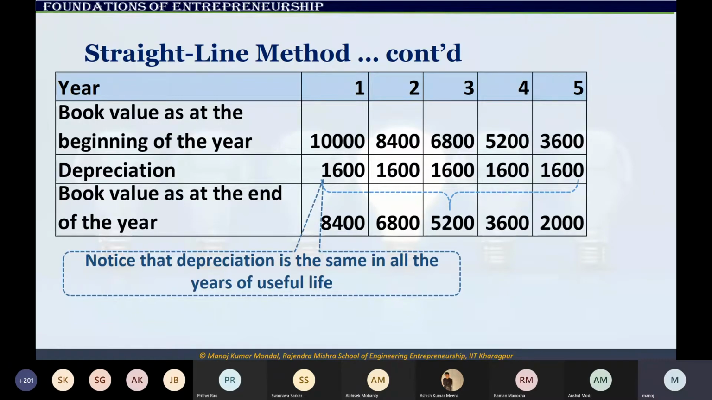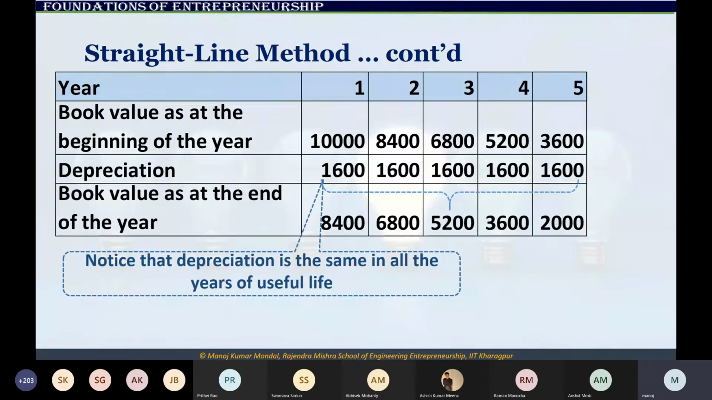So you're going to depreciate in 5 years, and every year you are depreciating 1,600 rupees. In 5 years, you are going to depreciate 8,000. At the end of that, you are going to recover 2,000 by selling the machine. That is called salvage value.